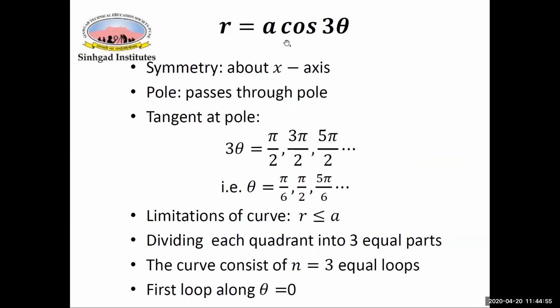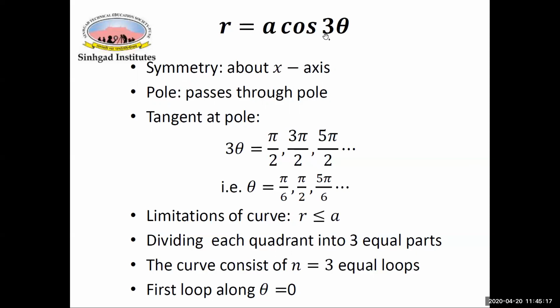That is, cos pi by 2, cos 3 pi by 2, cos 5 pi by 2, all these values are 0, which means 3 theta is pi by 2, 3 pi by 2, 5 pi by 2, and so on. Hence, theta is pi by 6, pi by 2, 5 pi by 6. The maximum value of the curve is r equal to a.